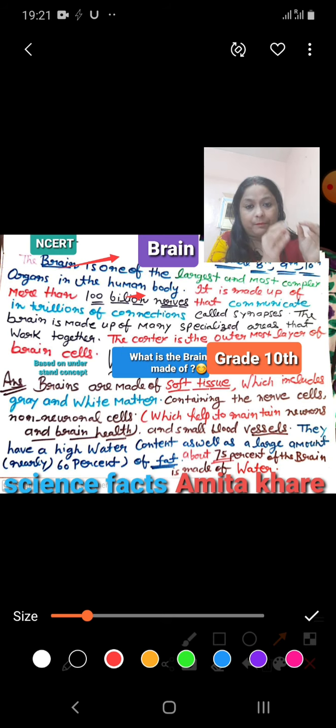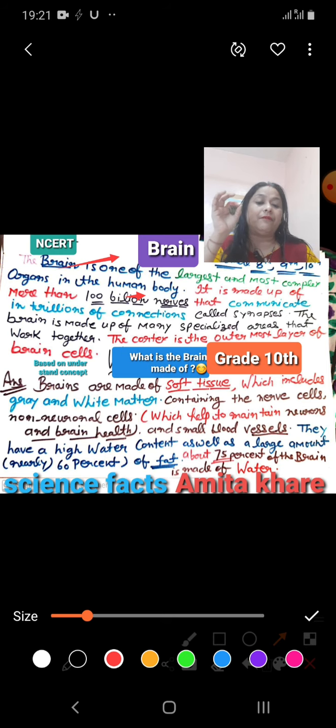A synapse is found in our brain, and the main function of a synapse is communication. It is made up of trillions of connections called synapses. The brain is made up of mainly specialized areas that work together. So a synapse transmits, receives and sends signals to other parts of the body.